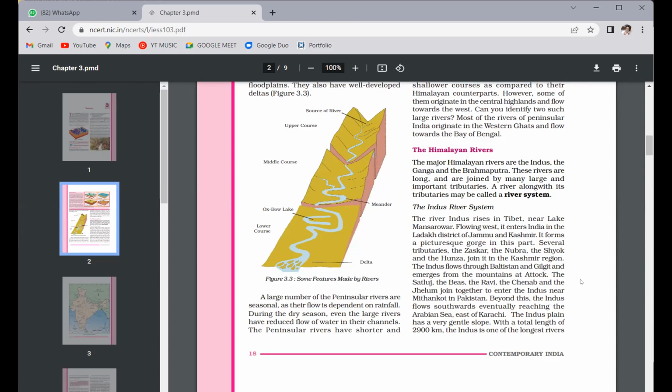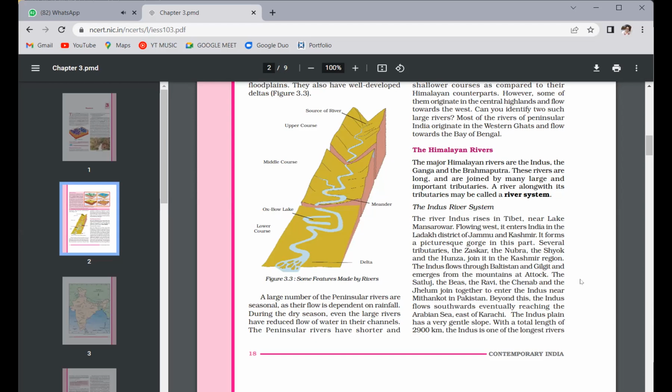It forms a picturesque gorge in this part. Wait, it is written that it enters India in the Ladakh district of Jammu and Kashmir. Now it is not Ladakh district, it is the Ladakh Union Territory. Okay. Manrina, you carry on. It forms a picturesque gorge in this part.